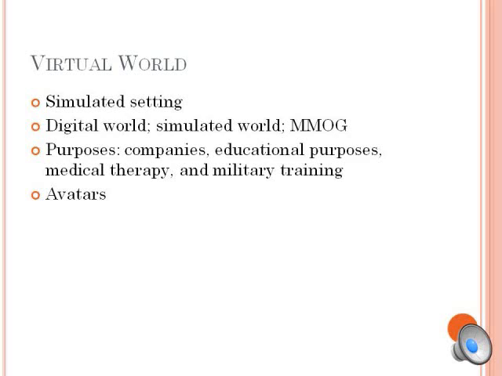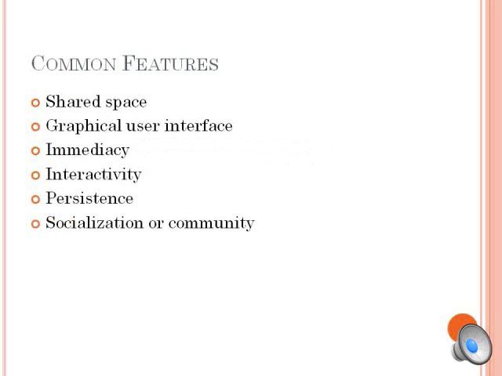Some avatars can be made in the likeness of the user, and some avatars are just used to represent the user in the virtual world. There are 6 features which all virtual worlds have in common: shared space, graphical user interface, immediacy, interactivity, persistence, and socialization or community. Shared space allows many participants to use the world at a single time, as well as being able to virtually see the other participants.